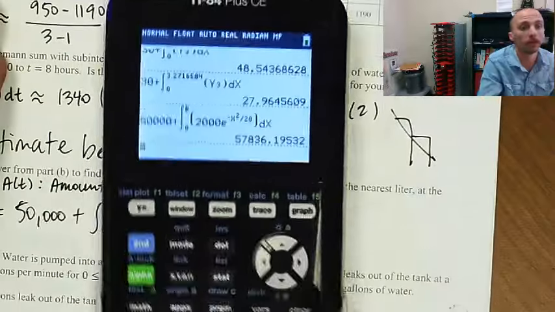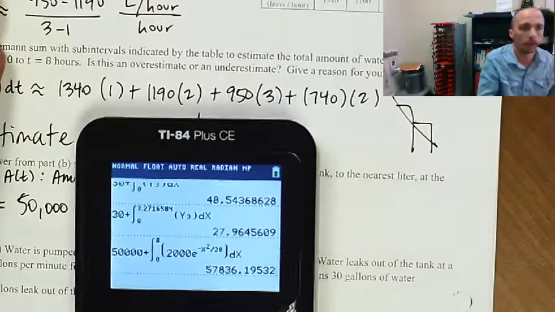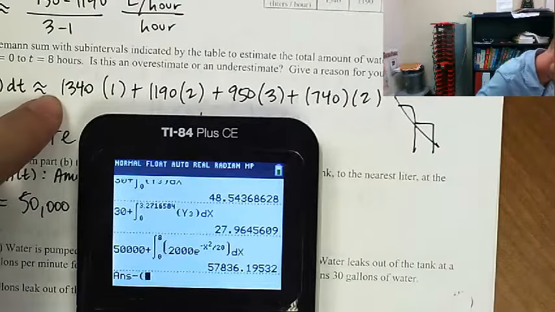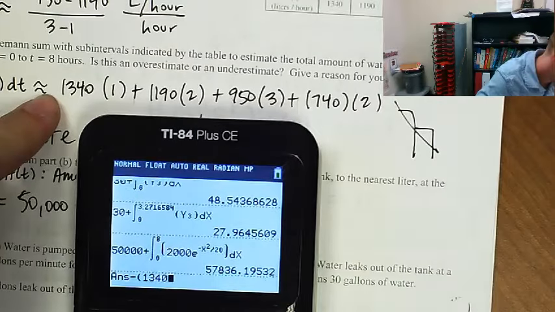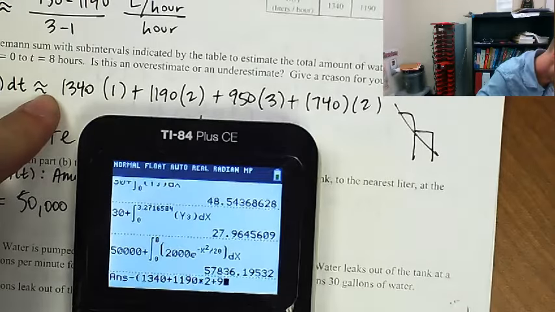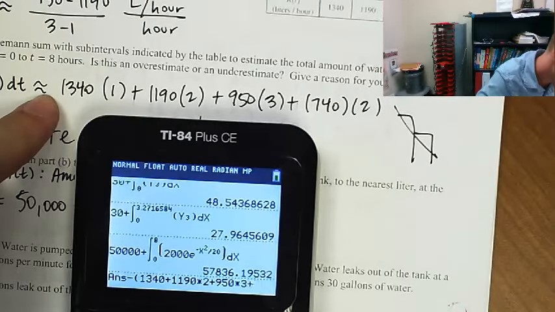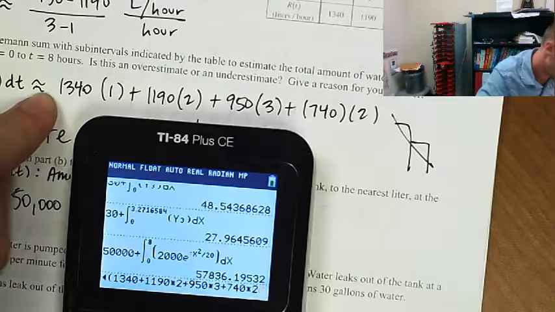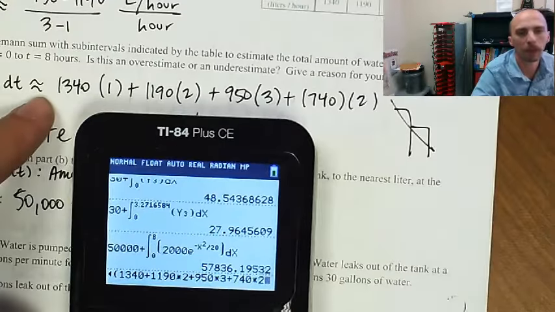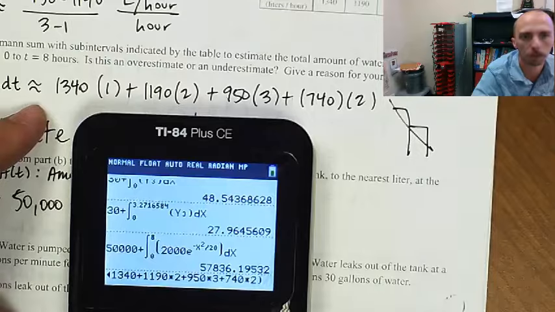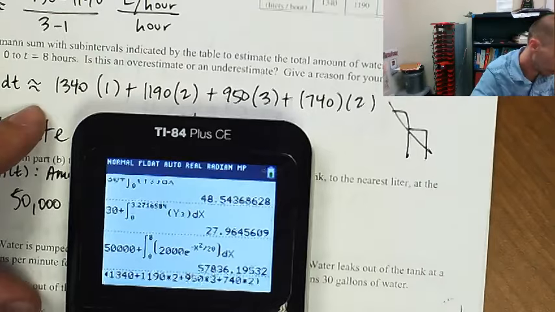Now I'm going to actually use the calculator, and I'm going to say minus, and then I'll start a parentheses, so I'll just type in what I see, 1340 plus 1190 times 2 plus 950 times 3 plus 740 times 2. If my lack of parentheses makes you uncomfortable, you can use more parentheses, but I'm confident I know how the calculator works in terms of order of operations, so I'm good.